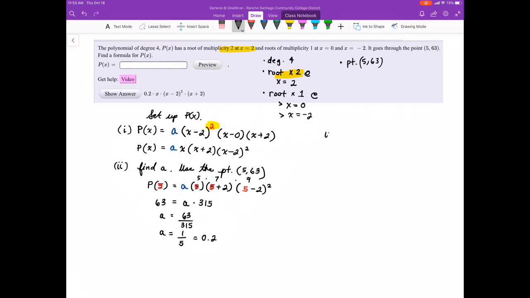Great, now let's put everything together. Let's put 1 and 2 all together, and let's go ahead and write p of x. So p of x is equal to 1/5, or 0.2, however you want to write it, times x times x plus 2 times x minus 2 squared.